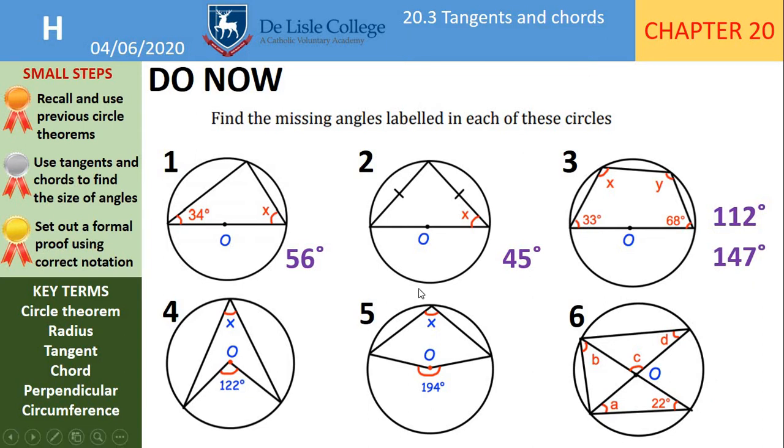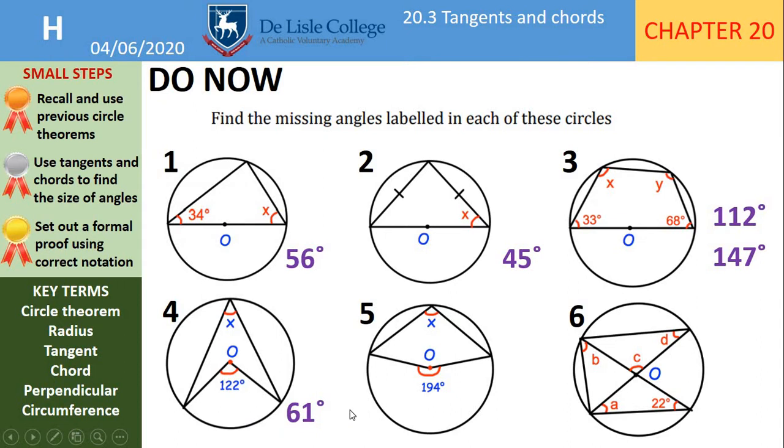Question number 4, hopefully you're using the circle theorem that the angle subtended from the same points, so these are the 2 points here, so the angle subtended to the circumference is half the angle subtended at the centre. So x must be half of 122, so it's 61 degrees.